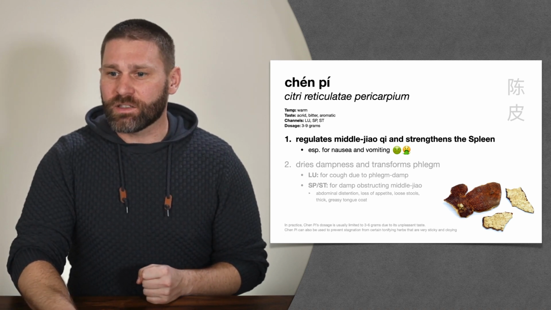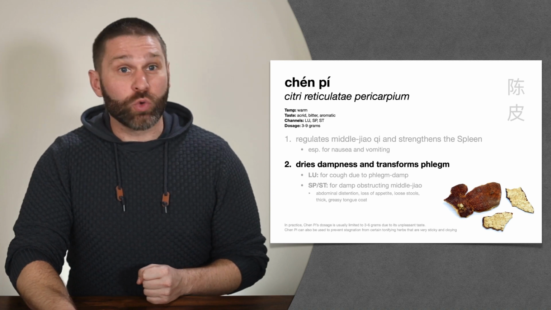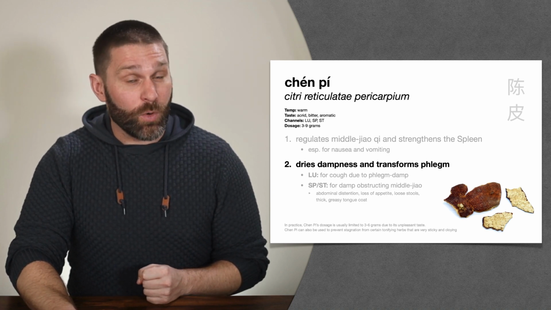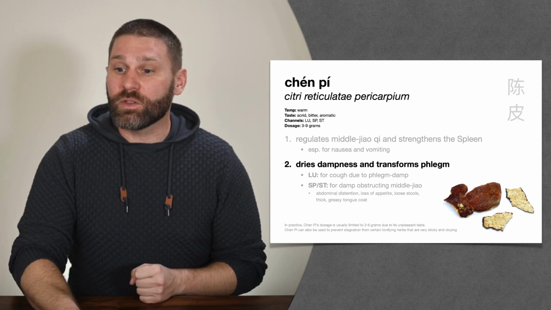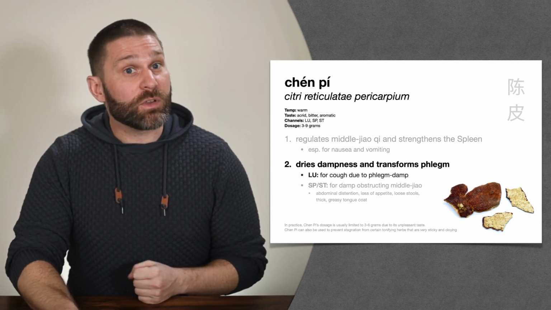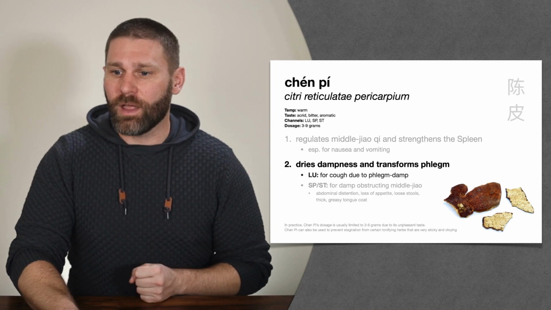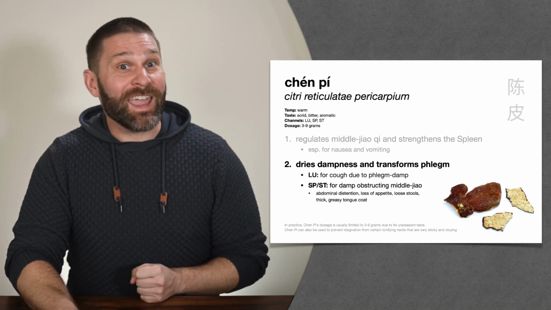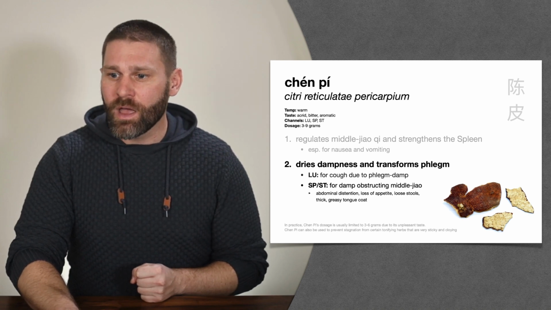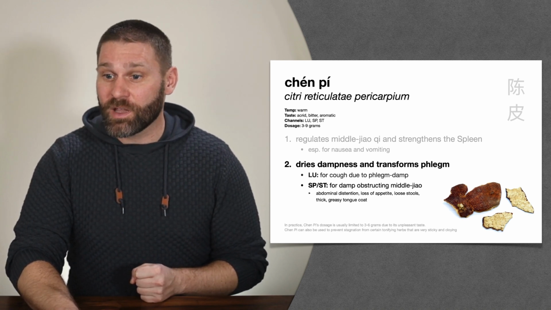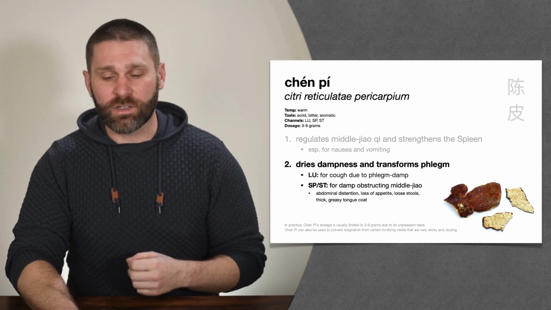Besides regulating the qi, Chen Pi also dries dampness and transforms phlegm. Again, that bitter flavor has a drying quality to it. This could be phlegm in the lung, so it's good for cough due to phlegm damp, or this could be dampness in the middle jiao, as in dampness obstructing the spleen and stomach, causing abdominal distension, loss of appetite, loose stools, and a thick, greasy coat.